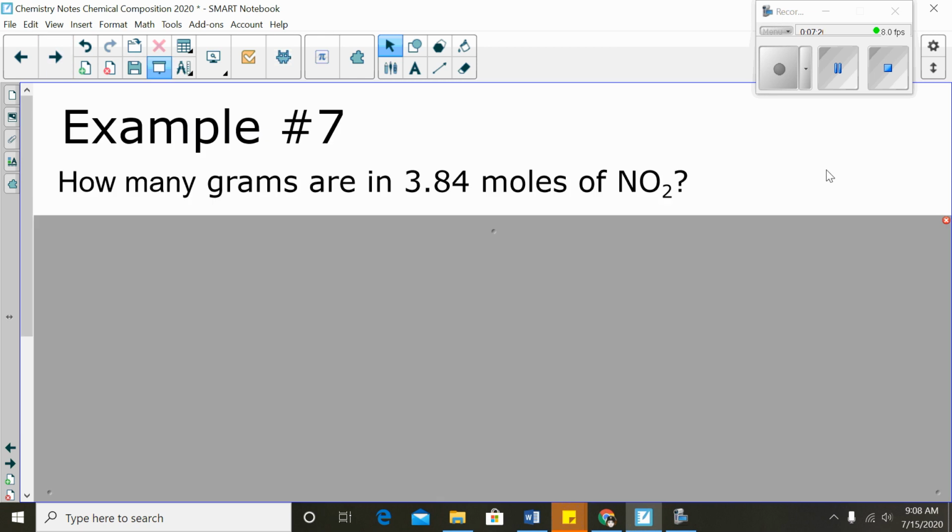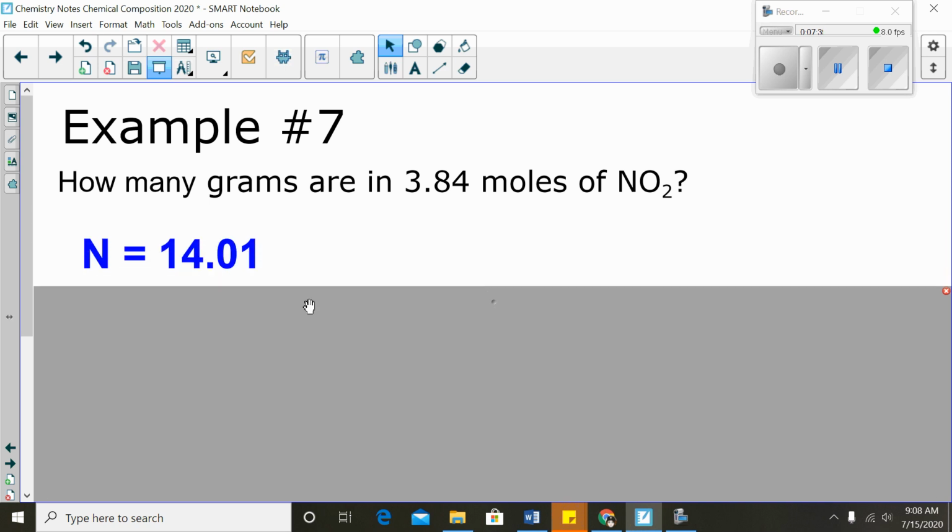All right, last example here, example 7. How many grams are in 3.84 moles of nitrogen dioxide? So here you have the formula, but this is a compound, so you're going to have to find the molar mass of this compound and not just an individual element. So you just look it up.